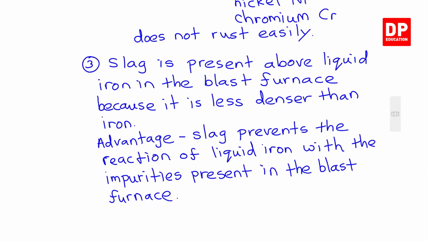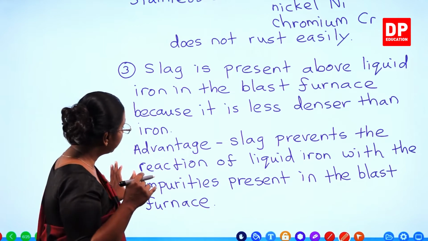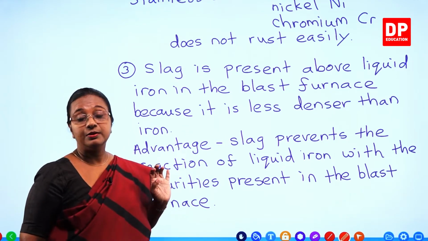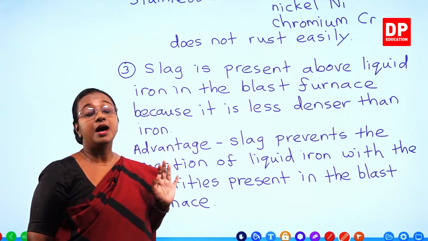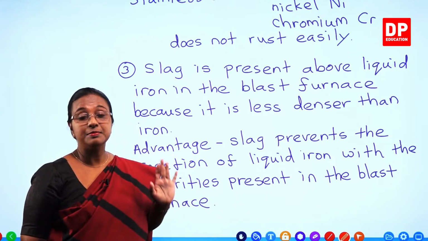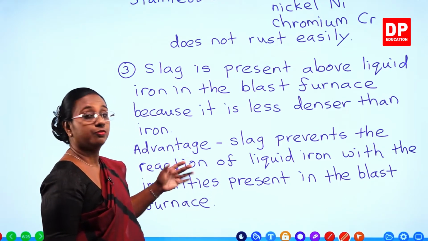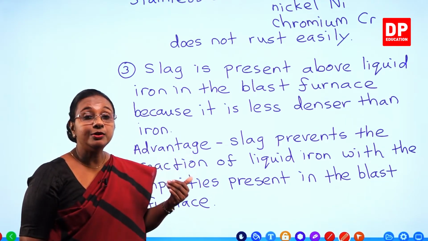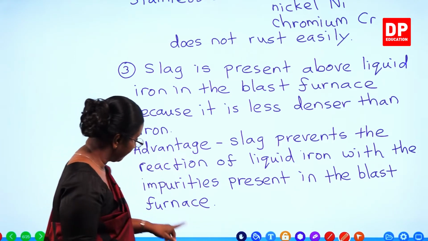So because it is above liquid iron inside the blast furnace, it prevents the reaction of liquid iron with other impurities or other compounds, other substances present inside the blast furnace. So because of that, we are able to take out the liquid iron in the pure form. So that is an advantage.